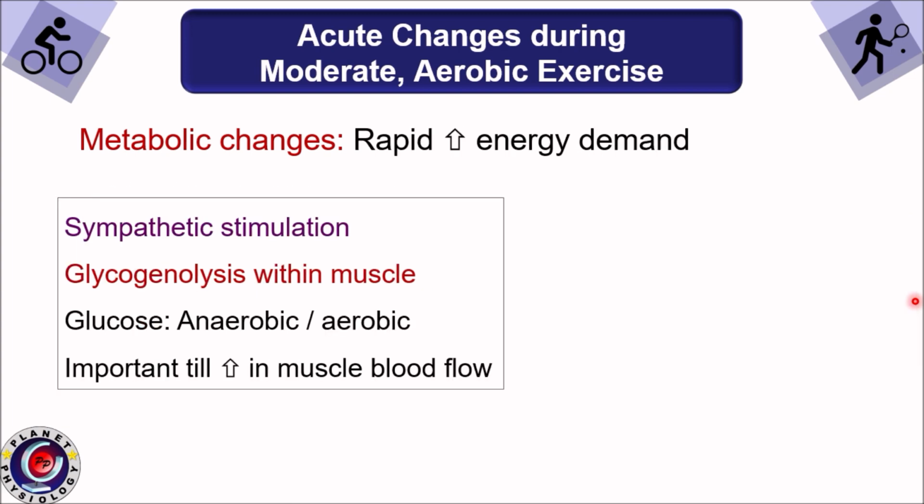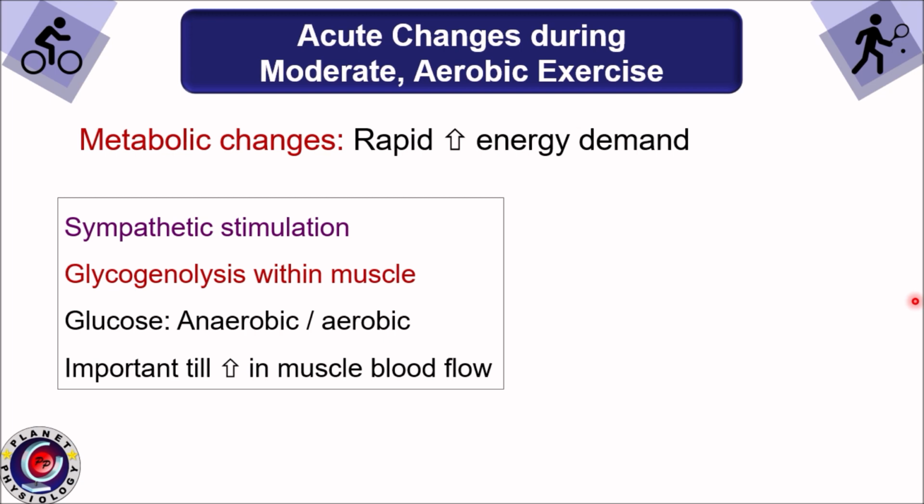During exercise, there is rapid increase in energy demand. Sympathetic stimulation during exercise also initiates glycogenolysis within the muscle, and this glucose will be utilized by either anaerobic or aerobic mechanisms depending upon the intensity of the exercise.